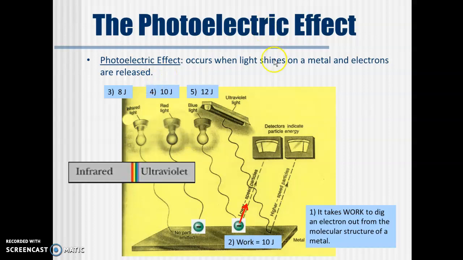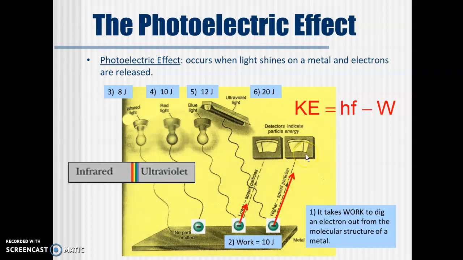But then when I use ultraviolet light that has even more energy, let's say 20 joules, I have 20 joules of incoming light. It takes 10 to release the electron, but now this electron takes with it the 10 extra joules, which would turn into a larger velocity.